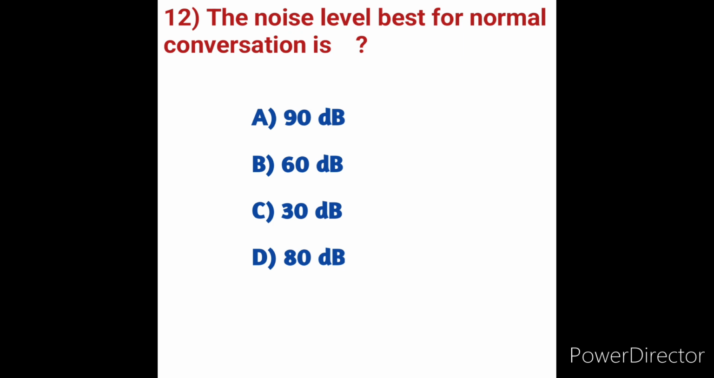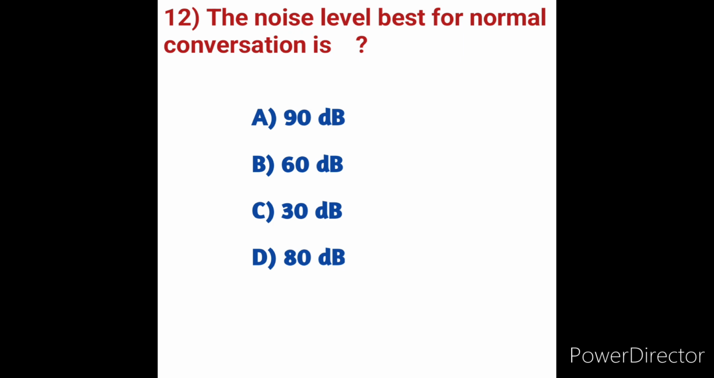Sound's loudness is measured in decibels. Normal conversation is about 60 decibels. A lawn mower is about 90 decibels and a loud rock concert is about 120 decibels. The normal noise level at home does not exceed 20 to 30 decibels. But the noise level best for normal conversation is option B, 60 decibels, which is the correct answer.